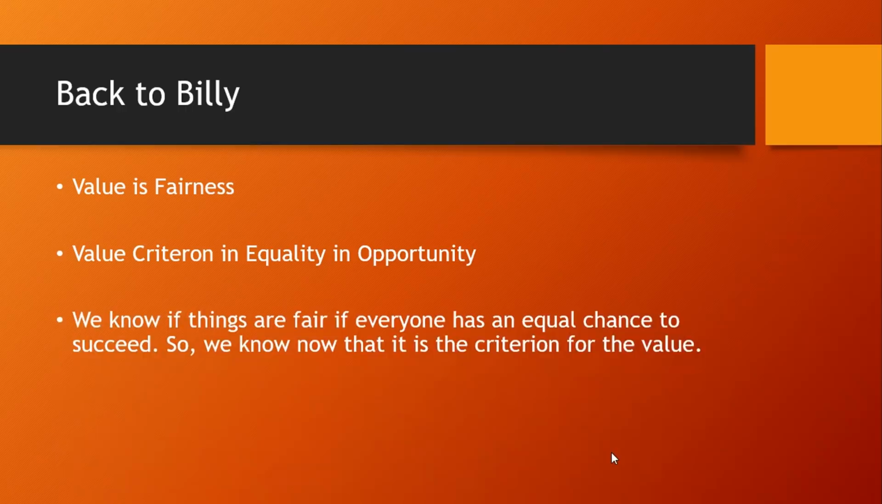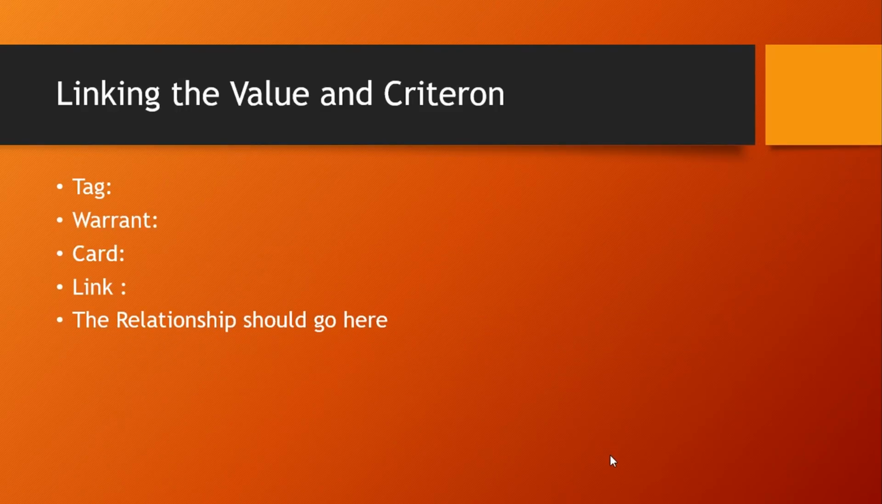So now that we know what our value criterion is, we need to know where we're going to put it. Typically when you're writing your case, you're going to put it right after the link, the relationship to the value criterion. If you don't know any of these words on the screen, the tag, the warrant, the card, the link, the parts of the contention, that's going to be coming in another video later on how to write a case. For now, just ignore them and know that at the end of your contention or the end of your cards, you're going to be using the relationship here.